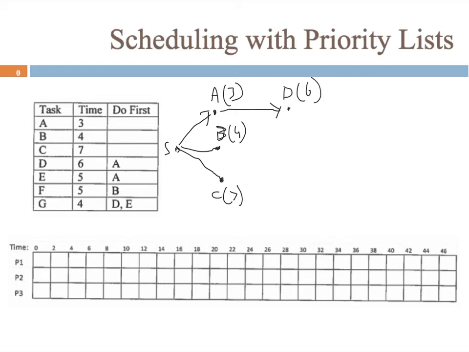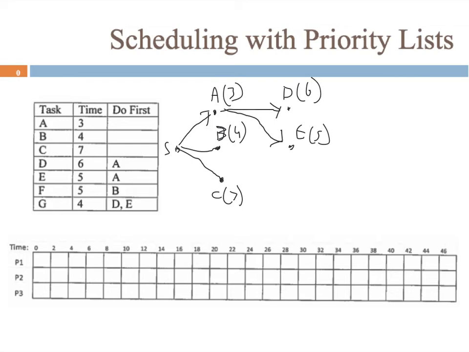D is 6 hours. E also cannot be completed unless A is completed. So E is 5 hours. We'll draw the precedence relation from A to E.